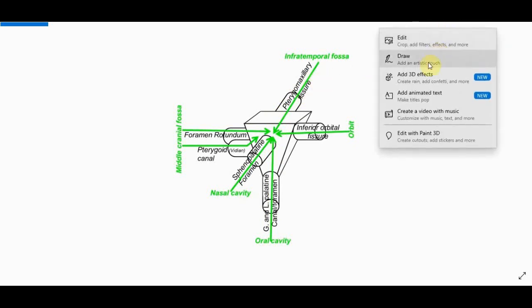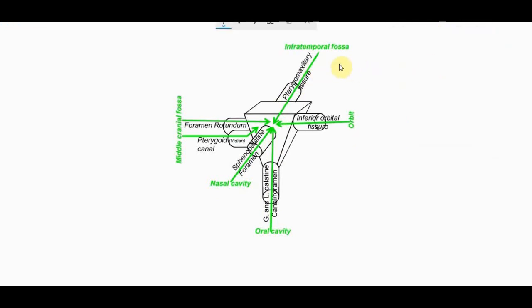But to make it easier, I'll still write stuff down. Because laterally, the pterygo-palatine fossa opens into the infratemporal fossa via the pterygo-maxillary fissure. This is an obvious sort of communication. And medially, we know that the pterygo-palatine fossa opens into the nasal cavity via a foramen known as the sphenopalatine foramen. So this is medial.